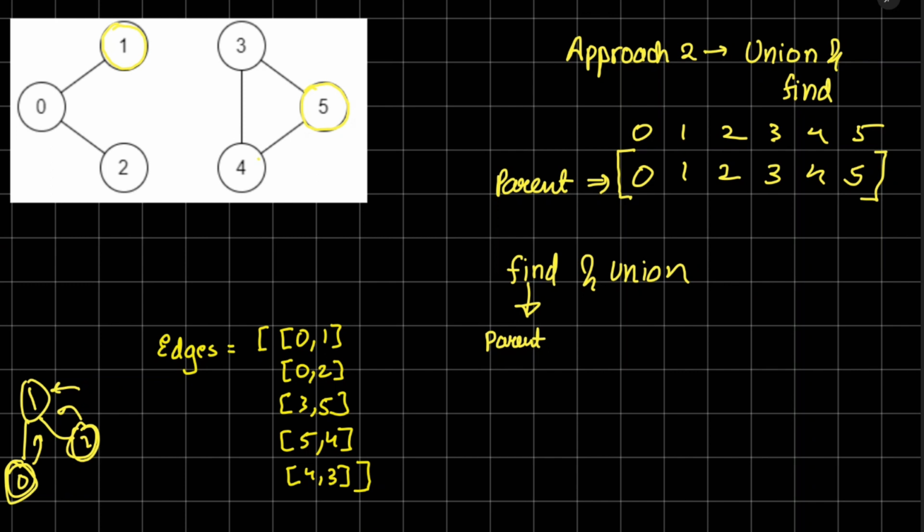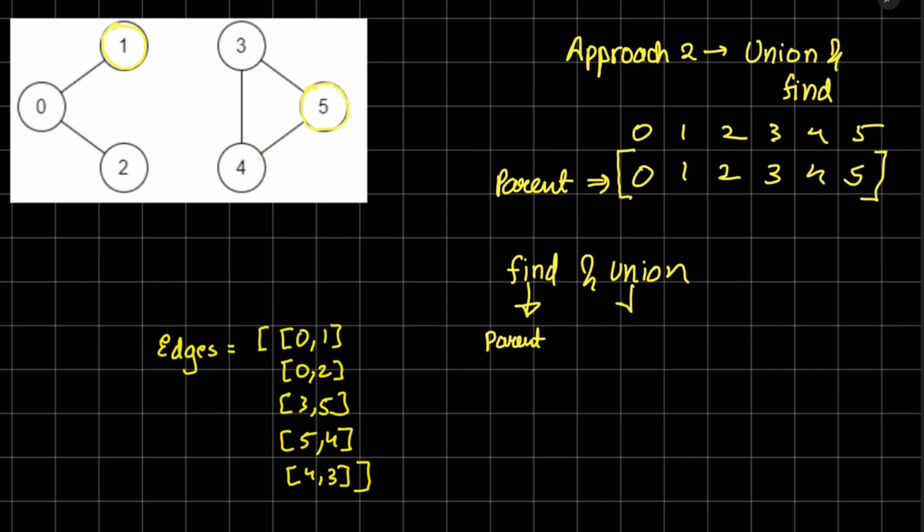So we are doing this to find if they are in the same set, and in the other set we have 3, 5 and 4. So the parent of 5 is 3, the parent of 4 is 3, and the parent of 3 is 3. So if the source and destination have the same parent, we can say that they are in the same set, or they have a path existing between them, so we will return true.